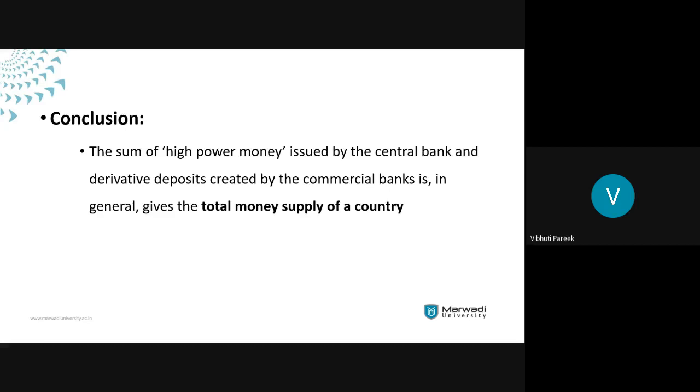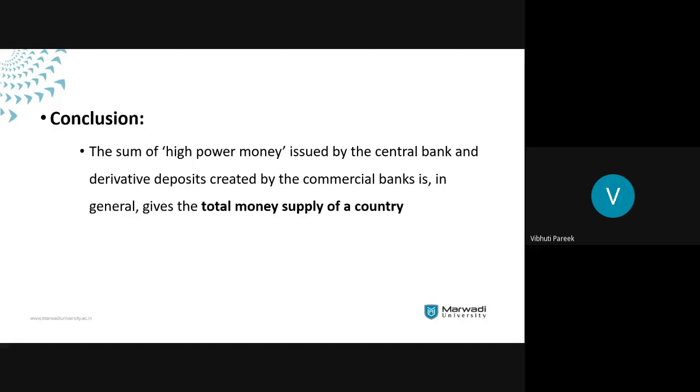Is that okay now? Now you don't have to trust me; you have a reason behind the answer. Is it okay now? Okay. So the first thing is that the amount of primary deposits is responsible for creating the total derivative deposits.